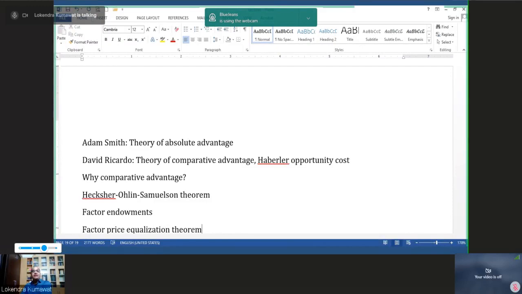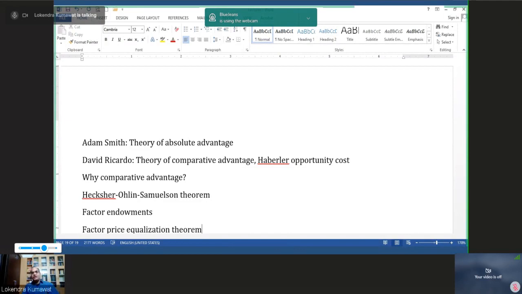Trade will equalize the price of goods. The commodity which would have been produced at a higher cost in this country is being imported from abroad, so its price will be lower, because, as we have seen, it is much cheaper to import it from abroad than to produce it at home. Therefore, its price will be lower as a result of trade.